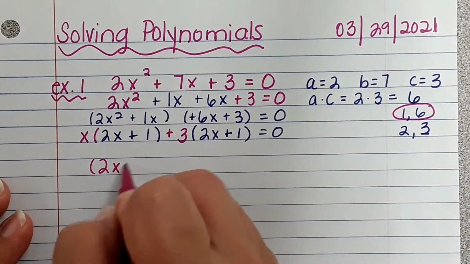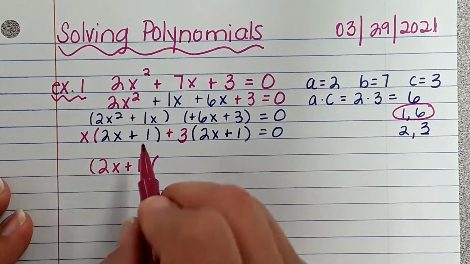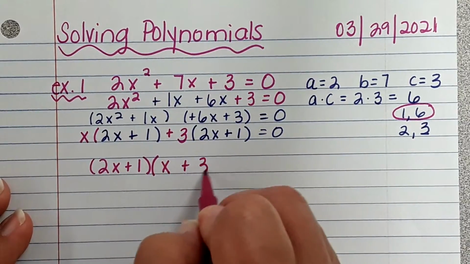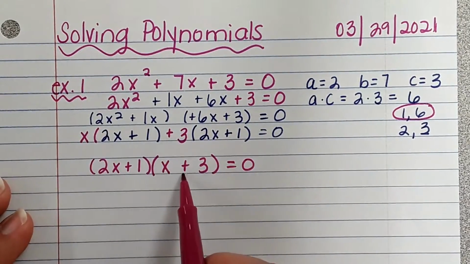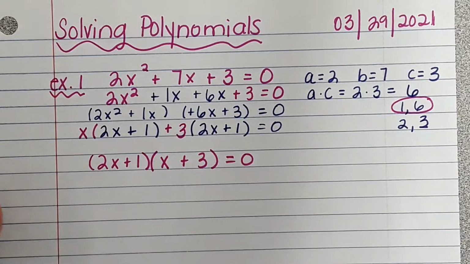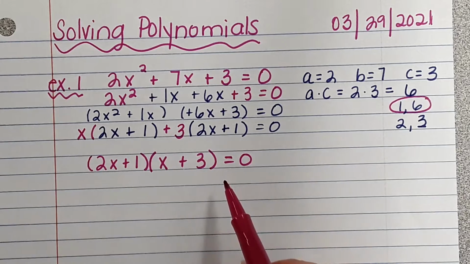Okay. Times x plus 3. Remember, this x goes here, this plus 3 goes here. Now, last week we would have been done, but we have an equal sign. So again, how you know you're going to go one step further is because it has an equal sign.